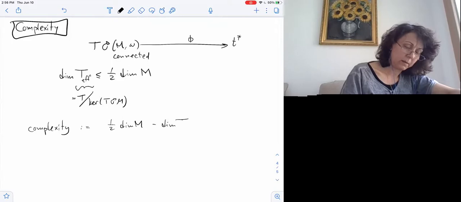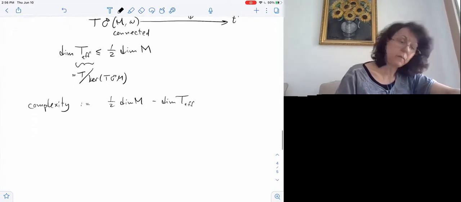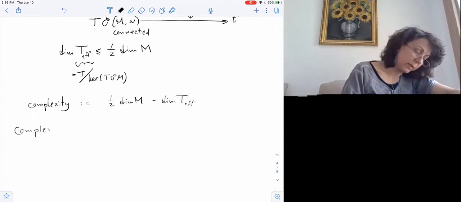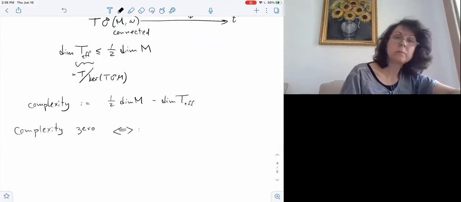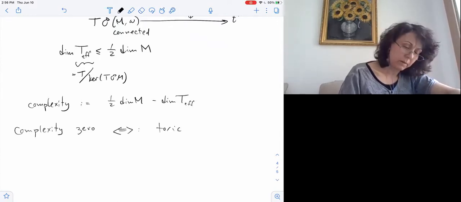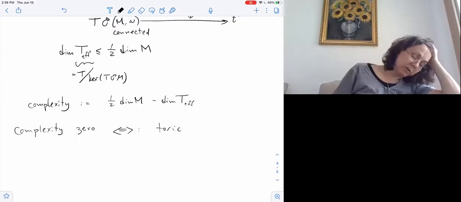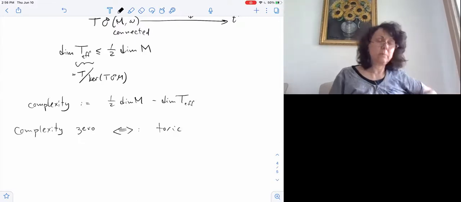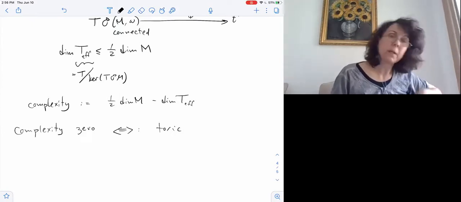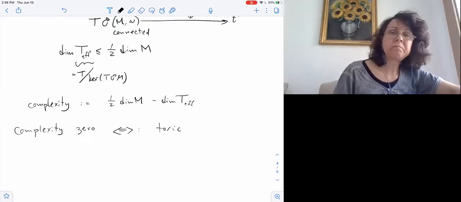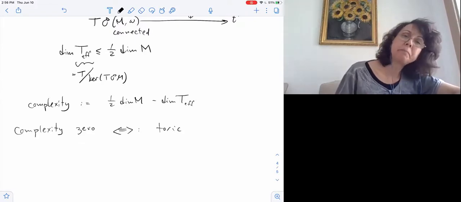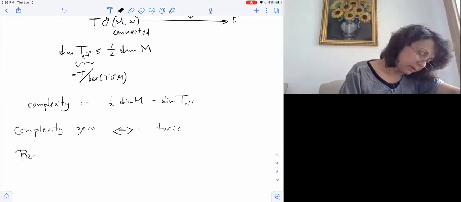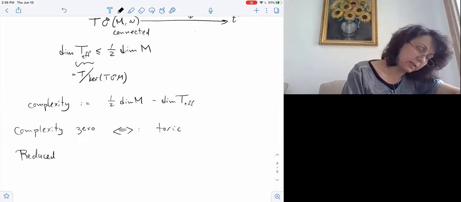So an action of complexity 0, that's the same thing as a toric action. In this situation, I'm not even assuming compact or proper. You can actually have a lot of good stuff with these guys. But you know what? Let me throw in that assumption just to be safe. Let's say that this is proper, just to be safe. We have the reduced spaces.